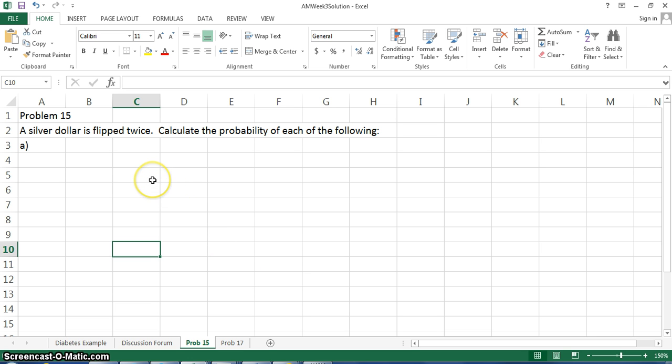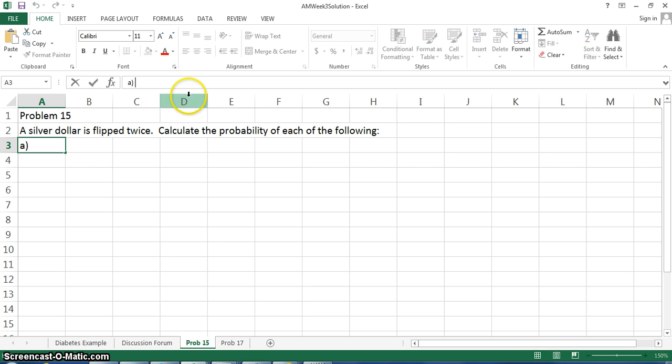within these two flips. Part A asks, what's the probability that we get a head on the first flip? And if it's a fair coin, there's a 50% chance of getting a head on the first flip.